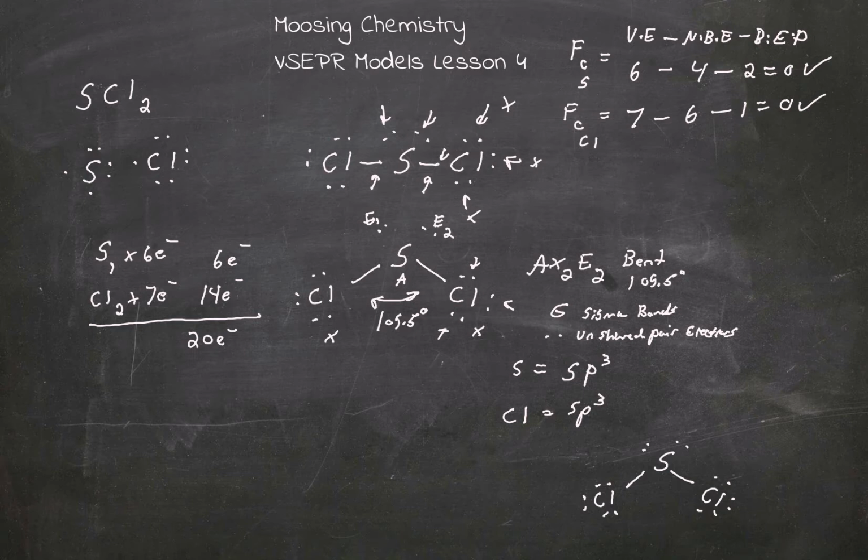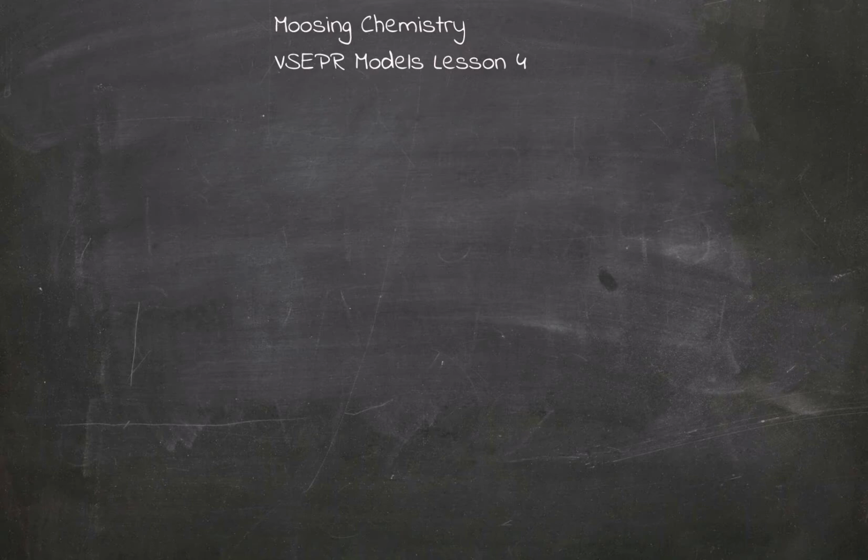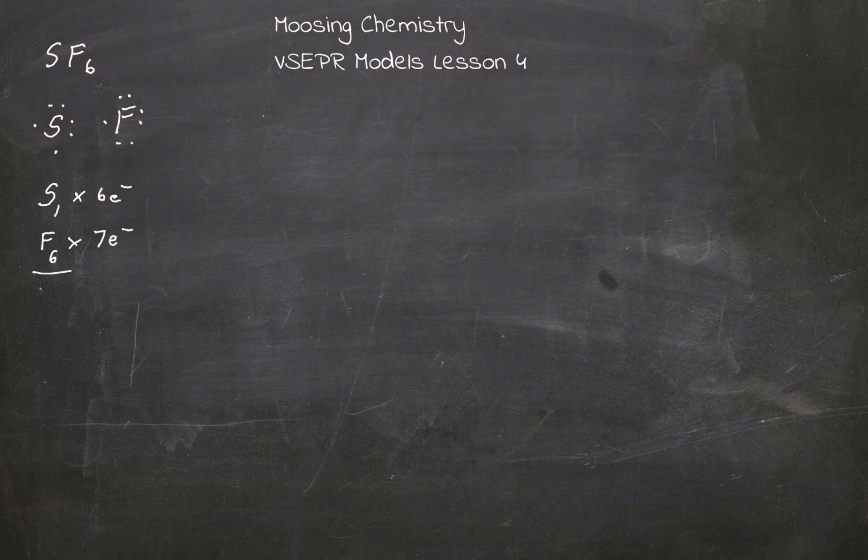Okay, so let's clear all our drawings. We're going to do one more. And now what we're going to look at is sulfur hexafluoride, which is SF6. Now, again, S contains 6 electrons because it's in group 16, and fluorine contains 7 valence electrons because it's in group 17. So we have 1 S times 6 electrons, and we have 6 F's times 7 electrons. This gives me 42 electrons for fluorine, 6 electrons for sulfur, which is a total of 48 valence electrons.